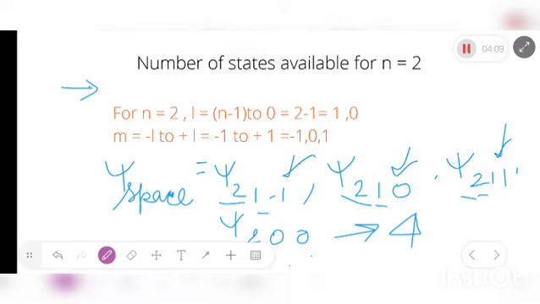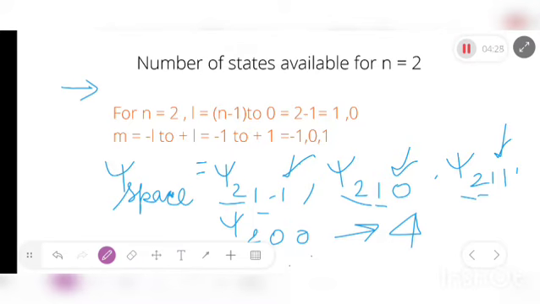This is a homework for you. Find the number of states available for n equals 3, and comment the answer in the comment box. Also, you can send the solution in my Telegram group. And if you have any problem regarding this, let me know.